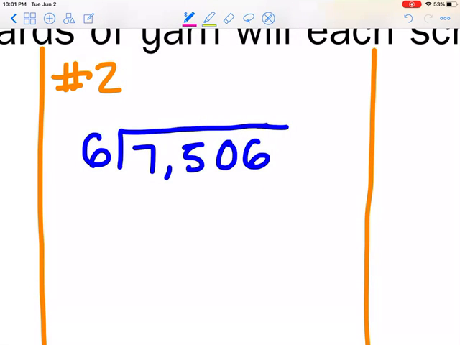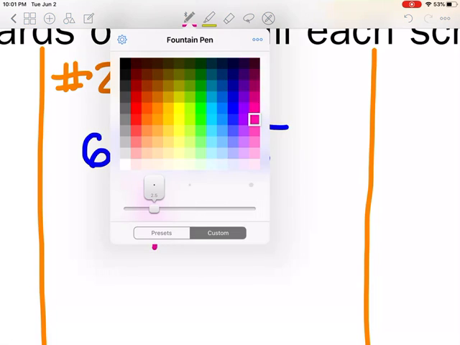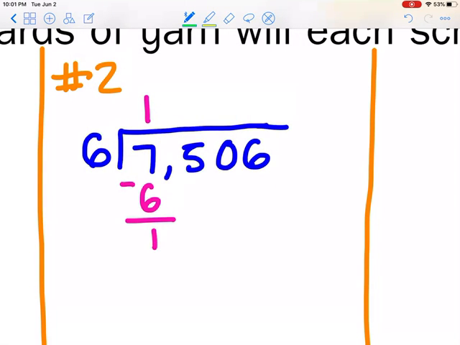And maybe I'll color code so it's easier to understand. 1 time. 6 times 1 is 6. 7 minus 6 is 1. So now let's move to the next place value. I'd bring the 5 down. This now becomes 15. 6 can go into 15 3 times is too much, so 2 times. And notice I'm lining up the numbers with the place value that they go with. So make sure you do that when you are dividing.